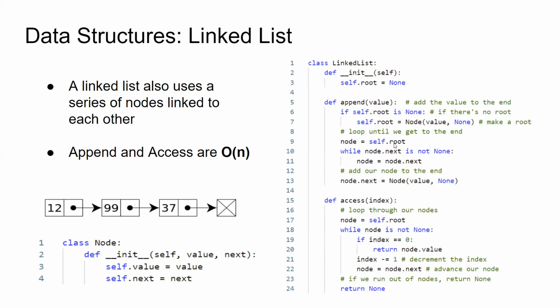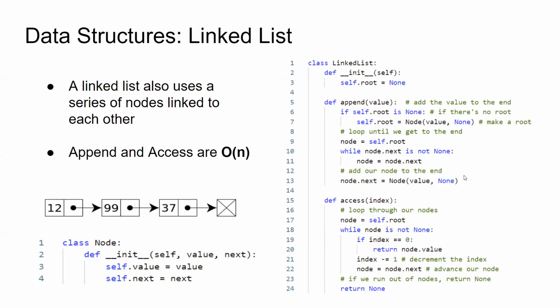So right, node equals self.root, and then we're saying, well, while node.next is not none, node equals node.next. So basically, while the node's next node is not none, we're replacing the node with the next node. So we're just kind of stepping through our linked list. And then finally, when we get to the last one, we can say the next node of this node is equal to a new node with the value that the user entered.